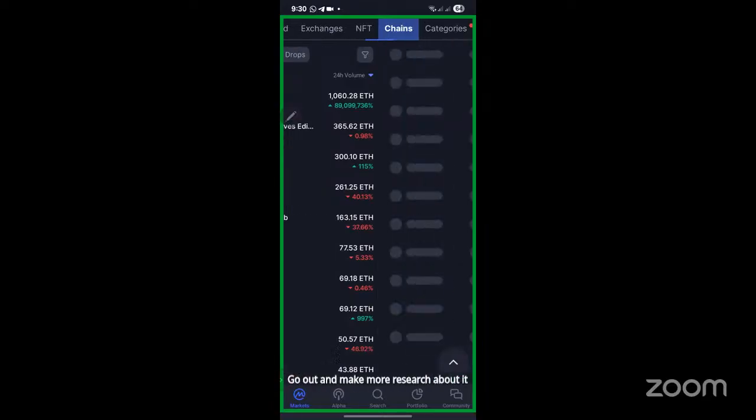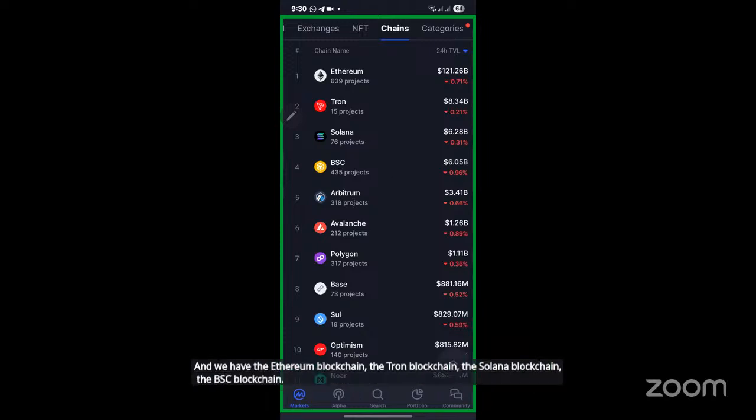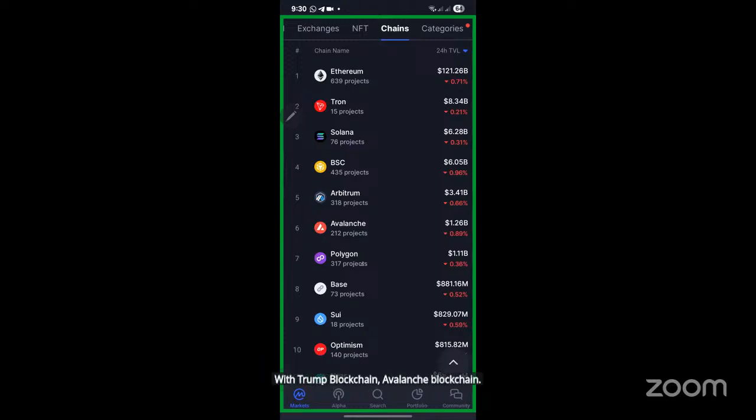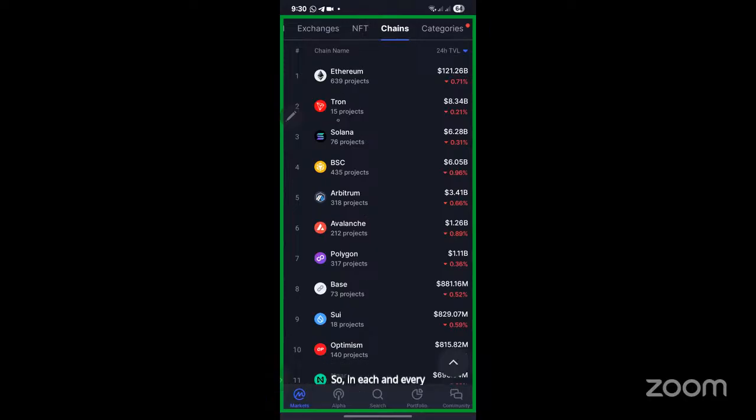Here we have the chains: the Ethereum blockchain, the Tron blockchain, the Solana blockchain, the BSC blockchain, the Bitcoin blockchain, the Avalanche blockchain, the Polygon blockchain, the Base blockchain, the Sui blockchain, the Optimism blockchain. So in each and every blockchain, this is the blockchain name. This is the 24-hour TVL.